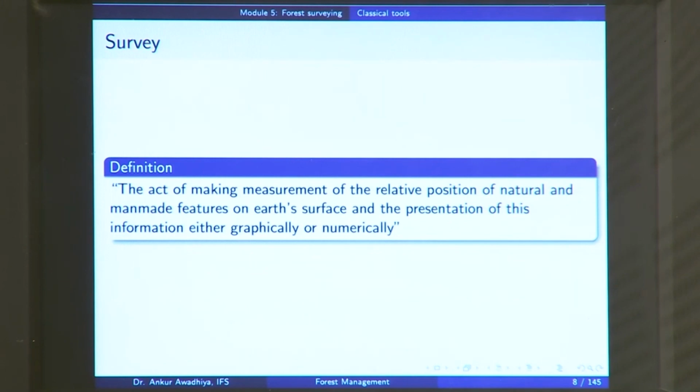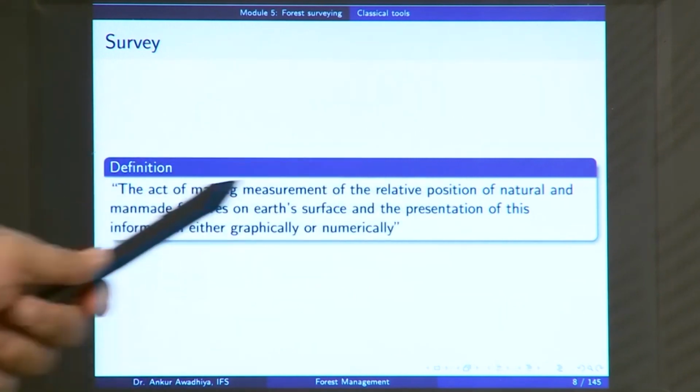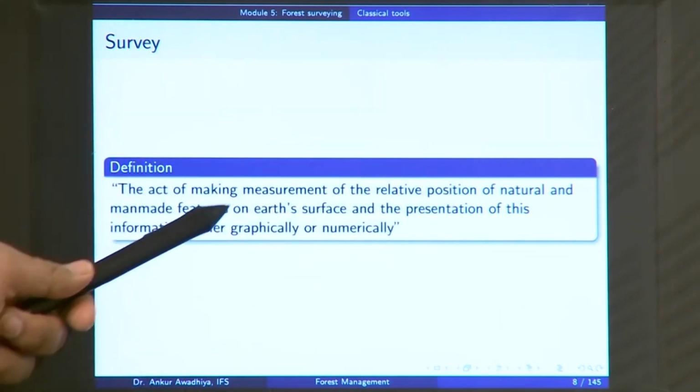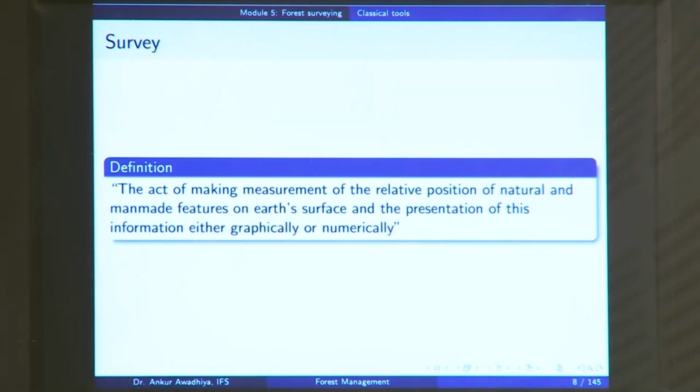So, a survey is defined as the act of making measurement of the relative position of natural and man-made features on Earth's surface and the presentation of this information either graphically or numerically. So, what we are doing in the case of a survey is that we are making measurement of the relative positions of different features on the planet Earth.